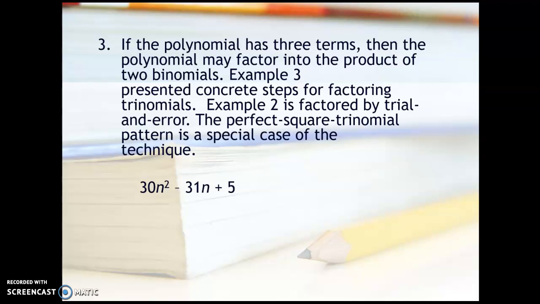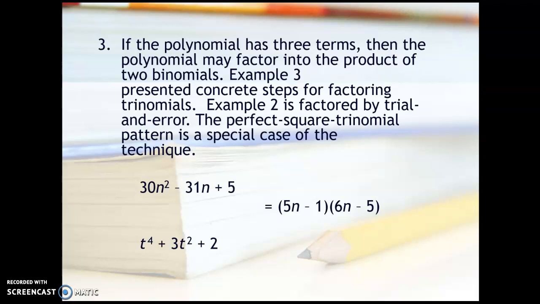This is a trickier one because, of course, 30 is our leading coefficient and it has lots of factors. 5 is our last coefficient, our last term, and that only has 2 factors, 1 and 5. After trying it on your own, you'll find that it factors down to that. Here we have a leading term of 1, so this is a little bit easier to try to factor.